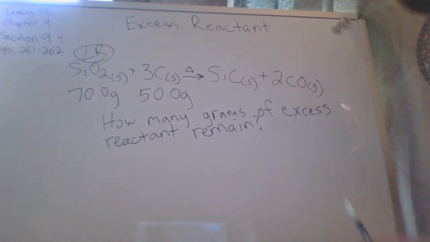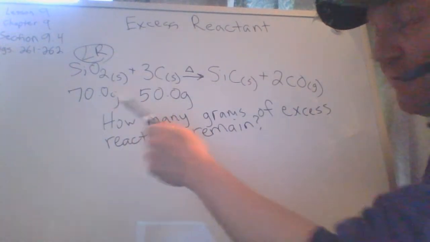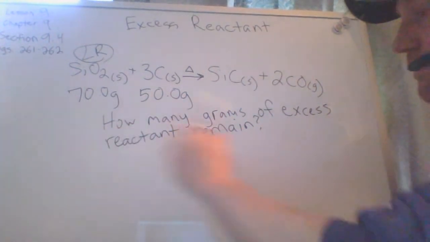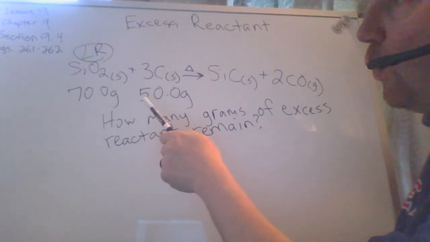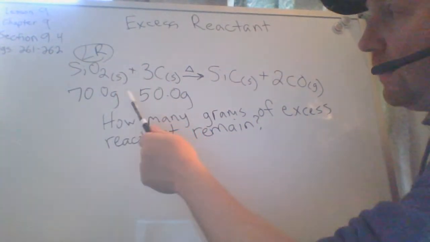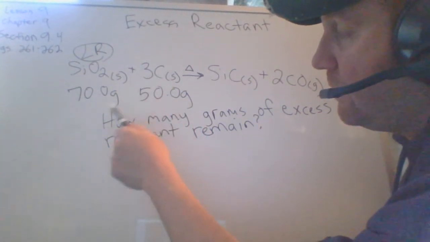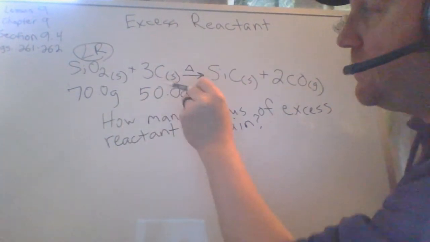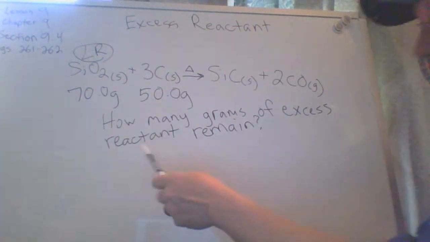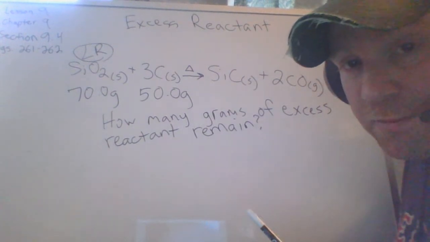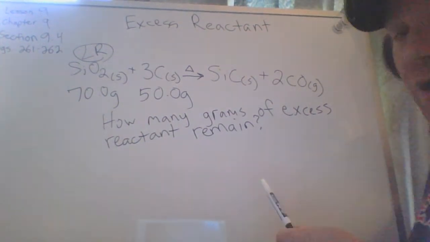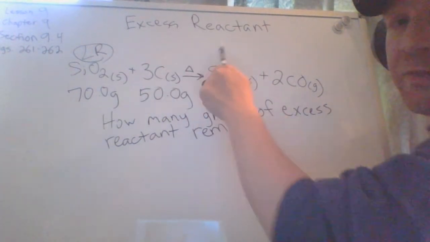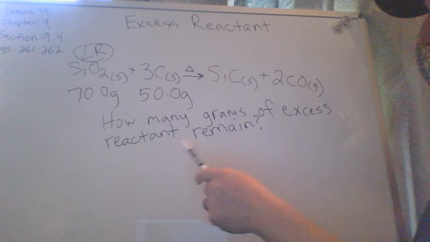All right, so I put these numbers up from just a second ago. I erased all the crazy calculations. We know that SiO2 is our limiting reactant. This is what we started with for both reactants: 70.0 grams of SiO2 and 50.0 grams of carbon. Here's the question that I made up. This is not in your book, but this is going to help you figure out how many grams of excess reactant remain, and that's why I put that up there. How many grams of excess reactant remain?